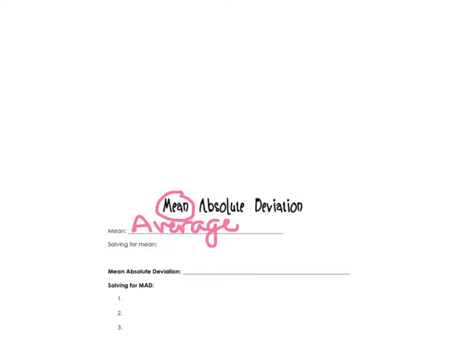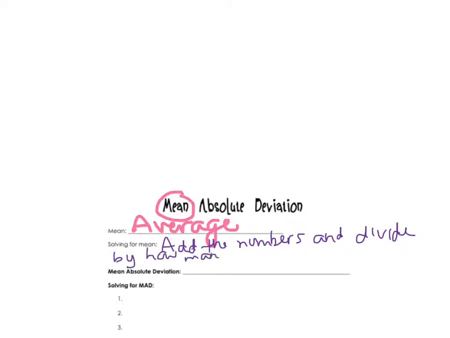Now y'all remember when we're solving for the mean, if we're given a set of data or a bunch of numbers, then we add the numbers and divide by how many there are. So if we have five numbers or 5 values, we add them up and then we would divide by 5 because we divide by how many there are, and that gives us the mean.